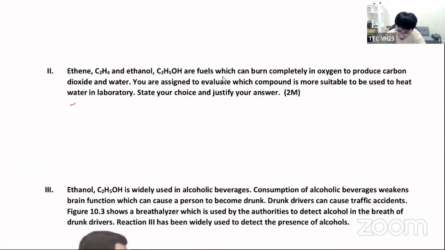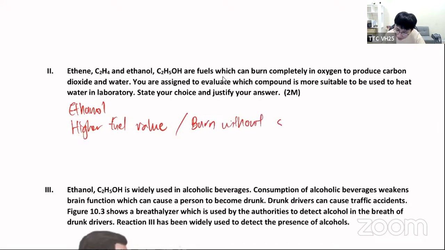So if you selected ethanol, your explanation will be higher fuel value. Or you can say it burns without soot, because technically soot is incomplete combustion. If you guys know, soot is what? Soot is carbon. Carbon means it doesn't have a complete combustion. It's incomplete combustion. So burning without soot is better and gives you more efficiency.